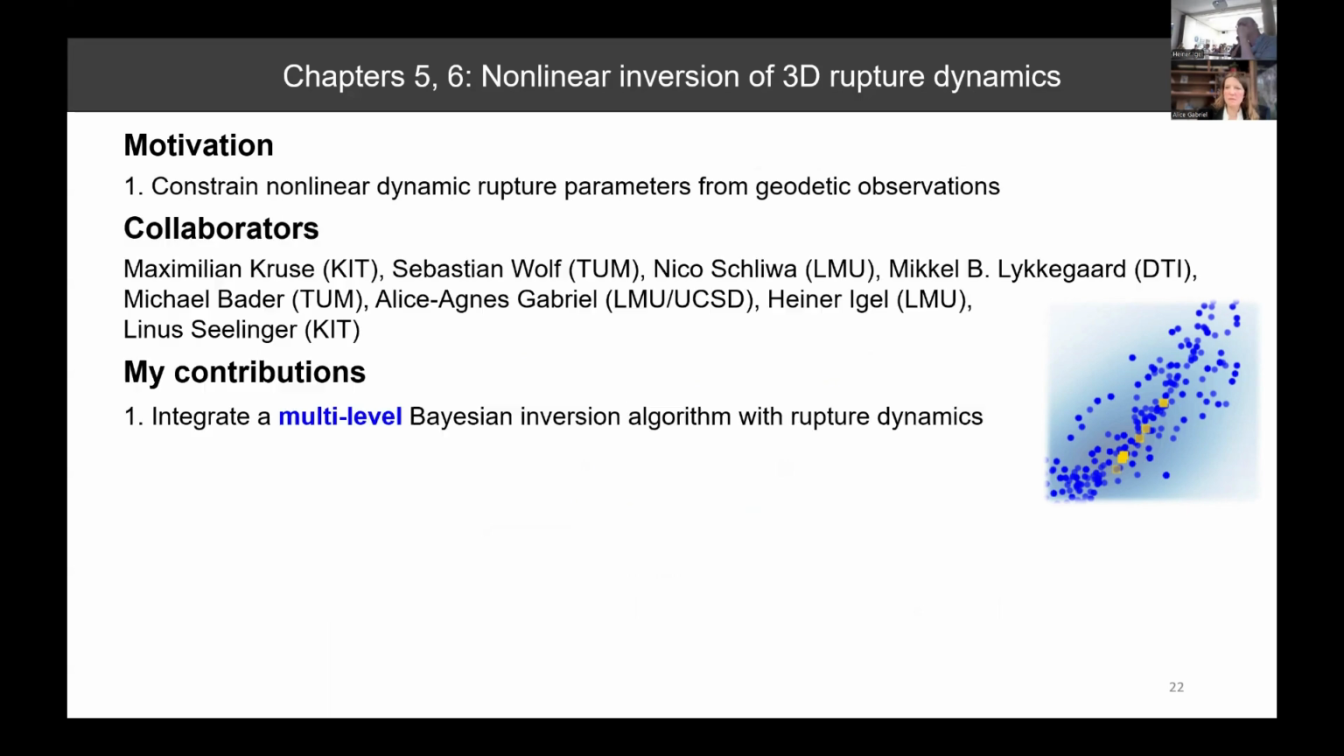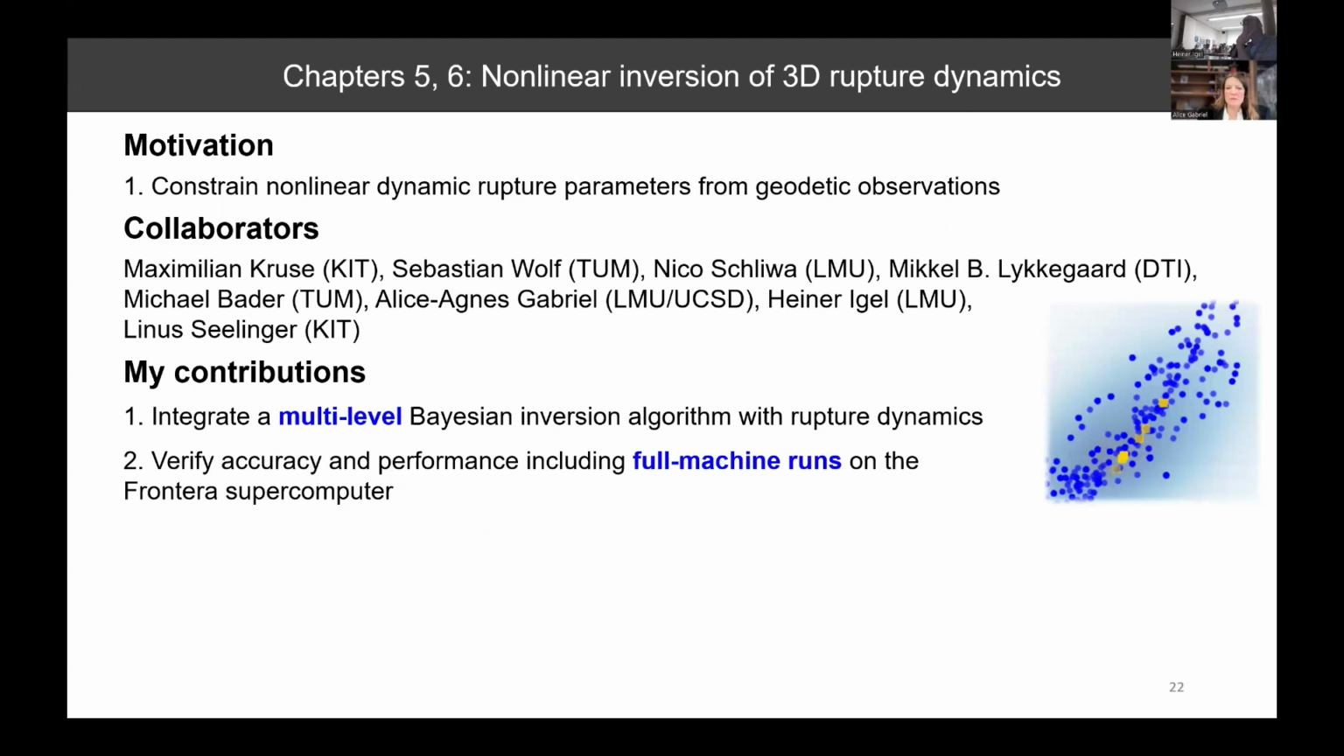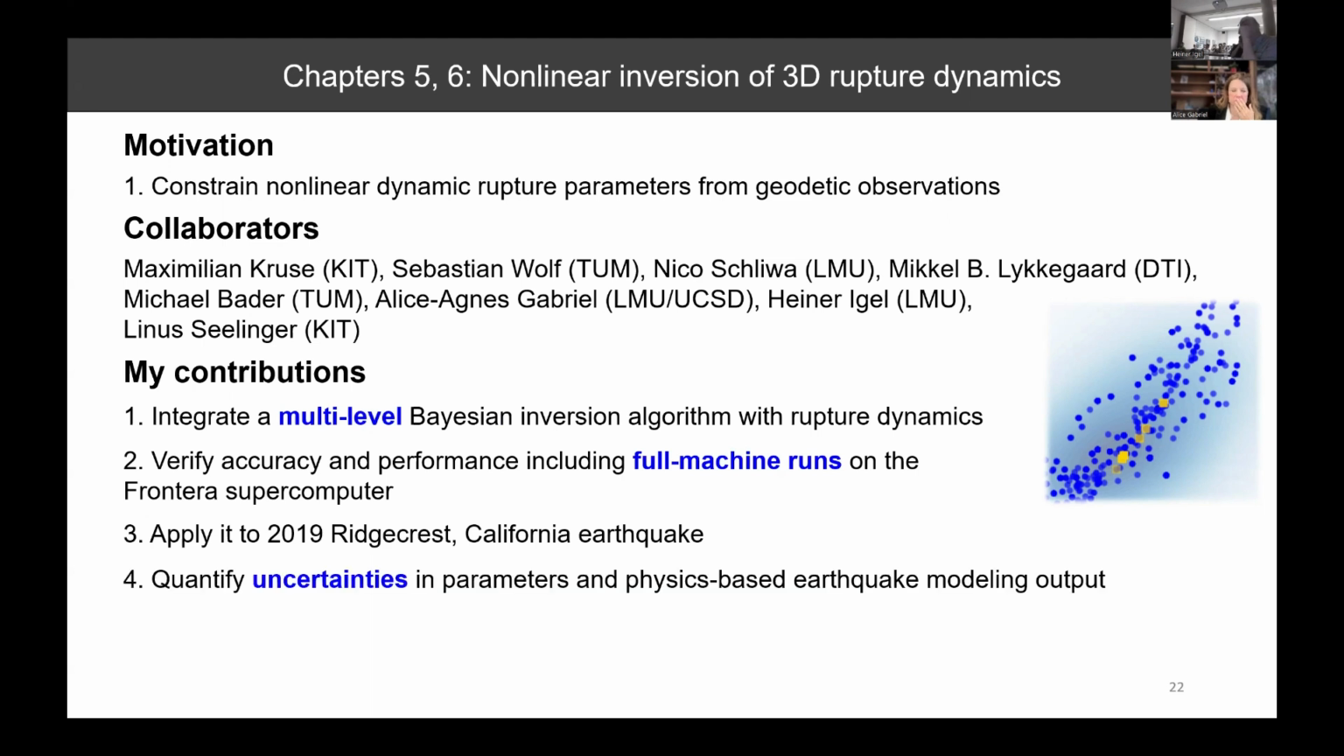And as I said, the motivation is to constrain those nonlinear parameters. My contribution in this part is to integrate multi-level Bayesian inversion algorithms with rupture dynamics. We also verify the accuracy and performance, including full machine runs on the Frontera supercomputer. That's needed because the forward simulation is very expensive, and we need a lot of resources to constrain the data. Then we applied it to the 2019 Ridgecrest, California earthquake. In the end, we constrained the uncertainties in the parameters with physics-based earthquake modeling.